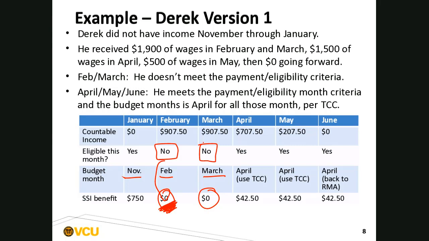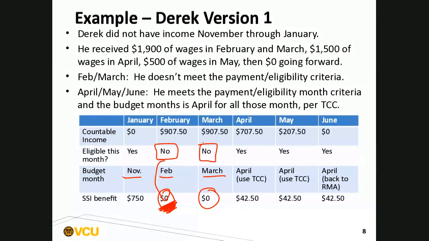And that is the challenge with this process. Yeah. Well, this is a great example, and this is just another example of what I'm talking about here. So just to reiterate, in April, we know her countable income is below the break-even point, so RMA applies. So the amount she gets for April is based on February.